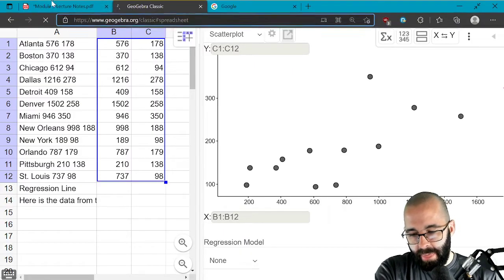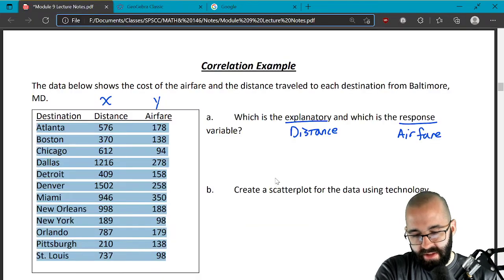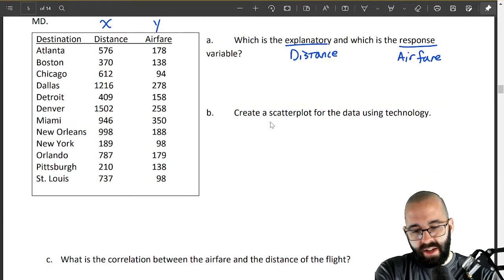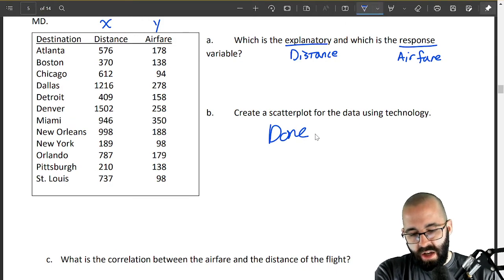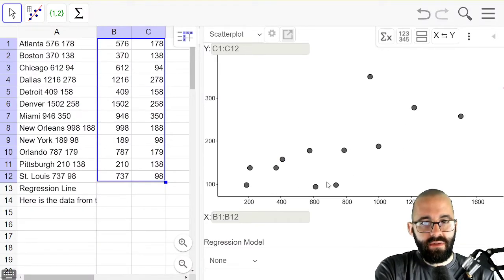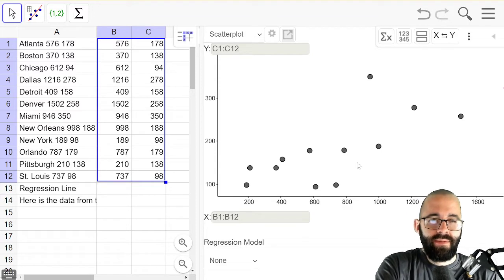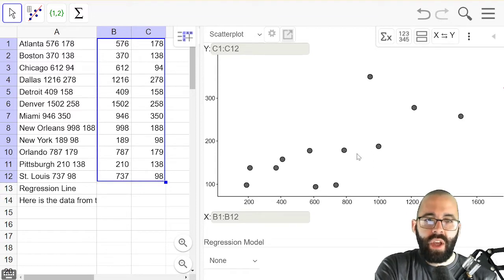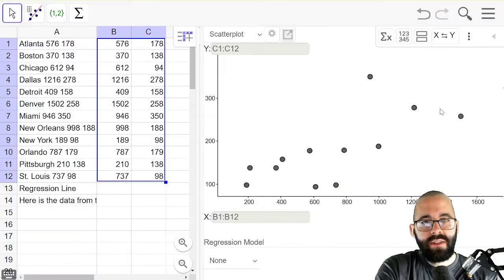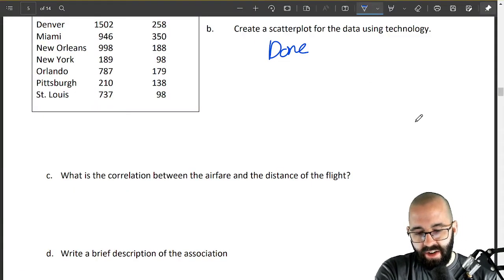All right, so what else does it want us to do? Create a scatter plot using technology. Done. What's the correlation between the airfare and the distance of the flight? Well, roughly linear correlation so far. Positive, the slope is positive, it's going up. And it looks medium, medium strong, etc.